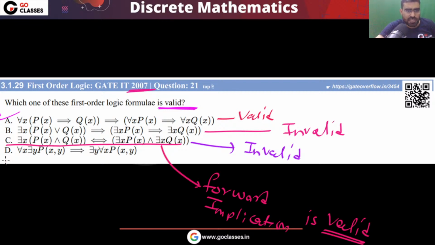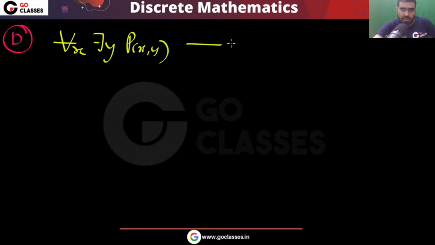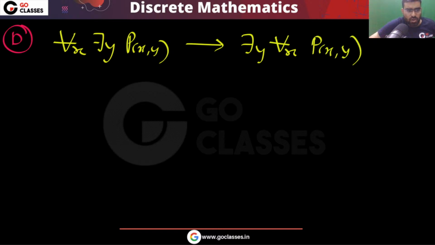Let's see option number D. This is interesting. This is basically a nested quantifier question. For all x there exists y implies there exists y for all x. So this is the statement. What is this option D saying? It is saying that for all x there exists y, P(x,y), implies there exists y for all x, P(x,y). Let's check, is this valid or not?